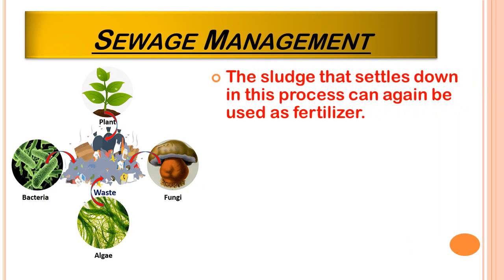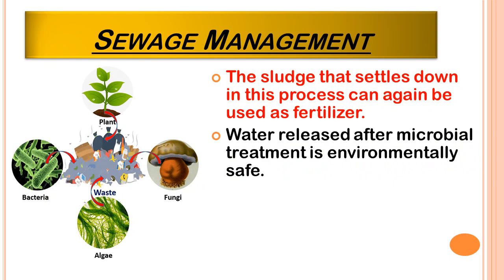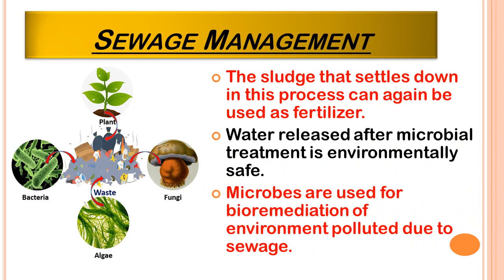Sludge means thick wet mud. The sludge that settles down in this process can again be used as a fertilizer. And water released after microbial treatment is environmentally safe. Microbes are used for bioremediation of environment polluted due to sewage. Bioremediation is a technique in which microorganisms are used to clean contaminated soil and groundwater.